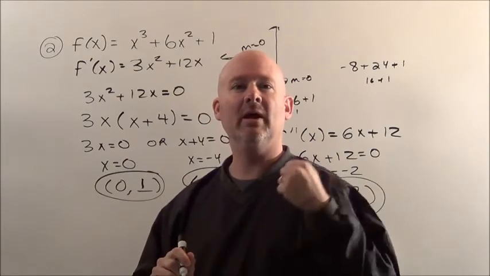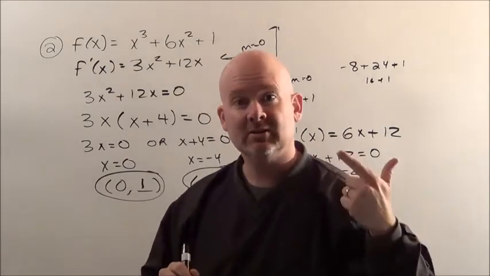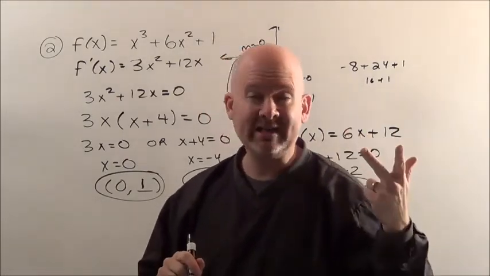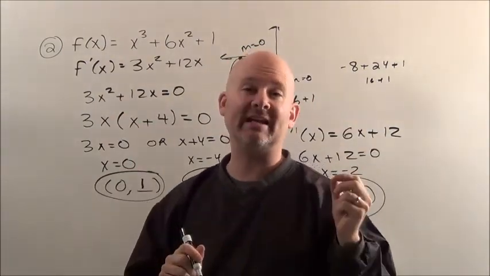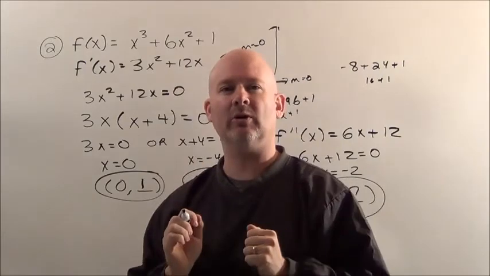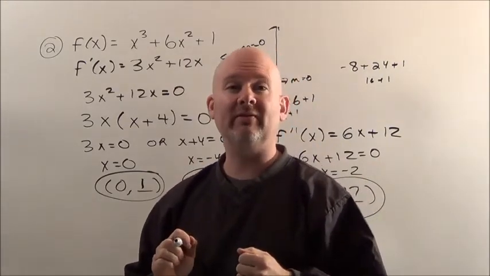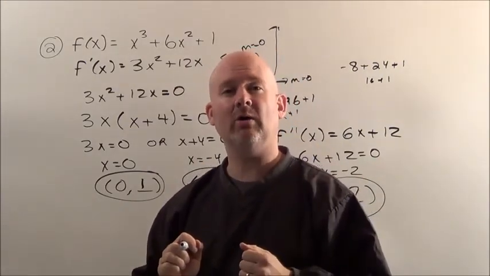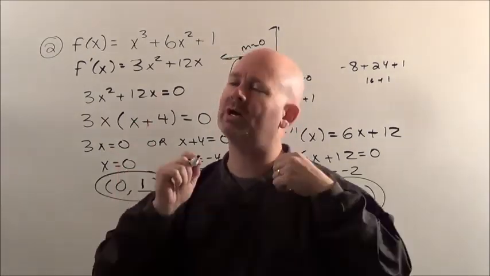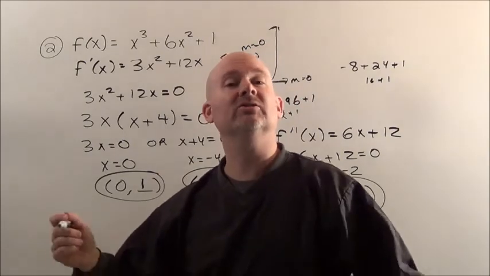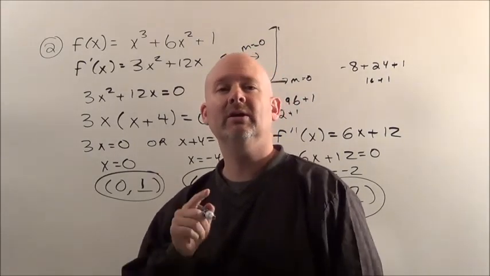And that's how we do it. 1, take the derivative. 2, set it equal to 0. 3, solve it for x. 4, plug that x value back into the original equation to get your y value. You then have an ordered pair. Then you do the second derivative, set it equal to 0, solve it for x, plug that x value back into the original equation. Boom, there's going to be your point of inflection. You're done. Just follow those steps. You'll have it every time.